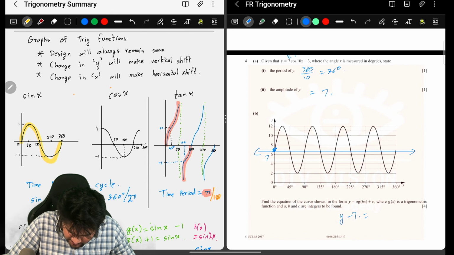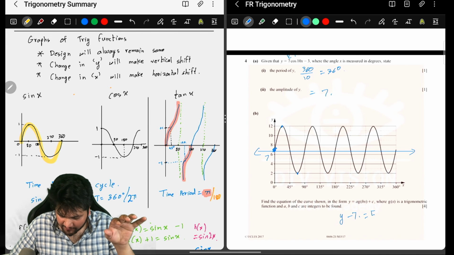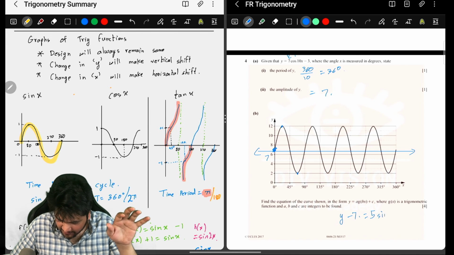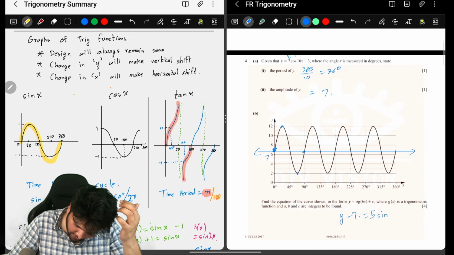Amplitude, as you can see, from 7 it is going till 12, and it is coming back at 2. So between 12 and 2 there is a 10 division. 10 divided by 2 is going to be 5. Obviously a sine graph, that's why sine. Bx would be the time period. So time period, we'll just see how much it is.